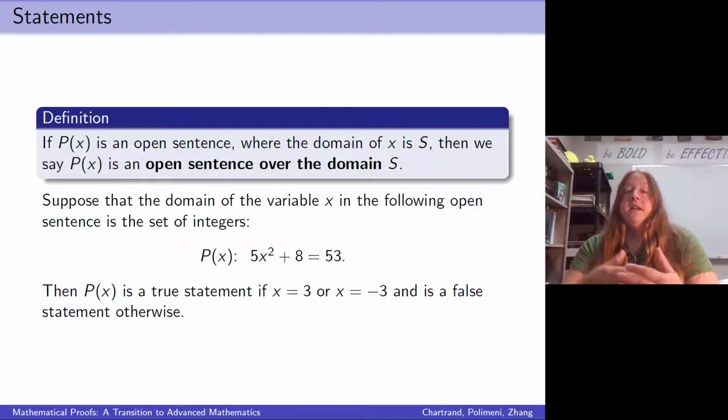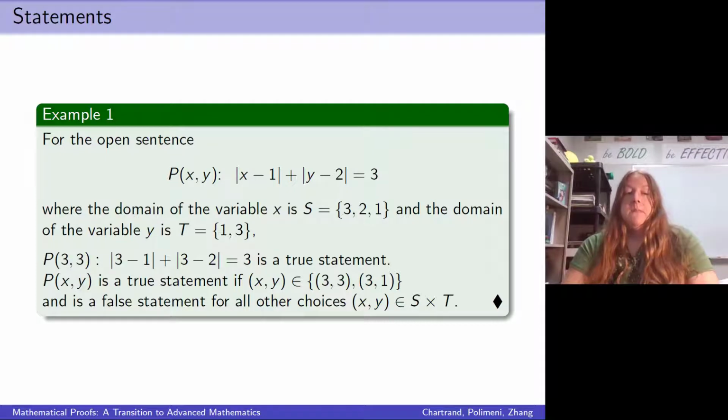An example of this playing out would be having a variable that's coming out of one of the sets of numbers, like the set of integers. Here I have an open sentence P of x over the domain of the integers, and my open sentence is 5x squared plus 8 equals 53. We can solve for x here, and we know that this is a true statement whenever x is 3 or negative 3, and it's a false statement otherwise. So for some values of the variable it's true, and for others it's false.